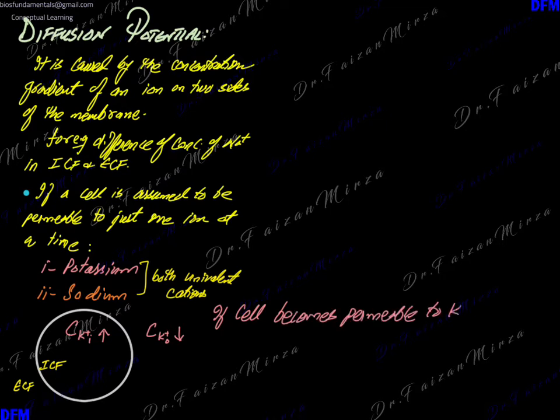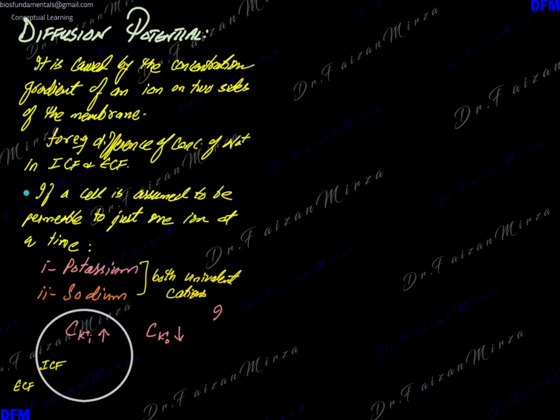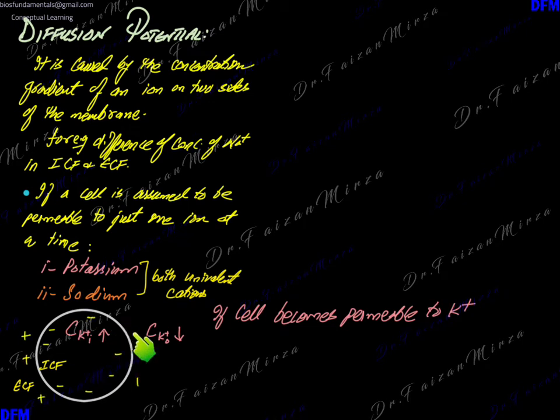So let's suppose the cell becomes permeable to potassium. We know that potassium will move in its natural way, and as it moves out of the cell, the outside becomes strongly electropositive. We know that the cell itself was having a resting membrane potential, which means the membrane was having a negative charge inside and a positive charge outside. This is how the cells are at a resting state.